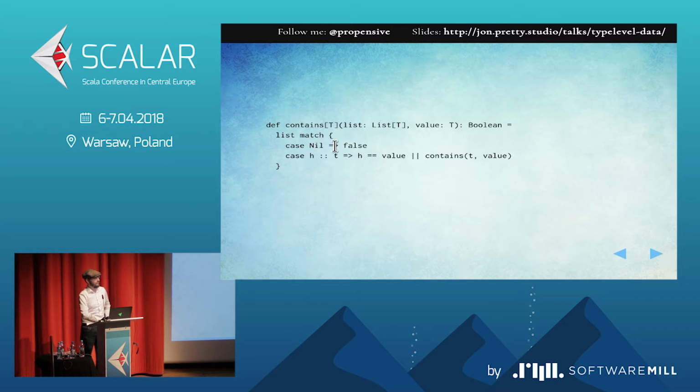If it's an empty list, well, the value obviously isn't in there, so we return false. If it is not empty, then we deconstruct the list into a head and a tail. And if the head literally is the value we're looking for, then great, we found it, we return true. Otherwise, and only otherwise, do we recurse on the tail. We call the same method to check whether the element is in the tail. So this is pretty simple functional programming.